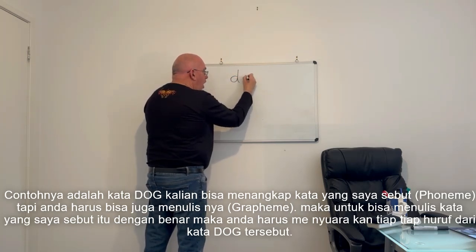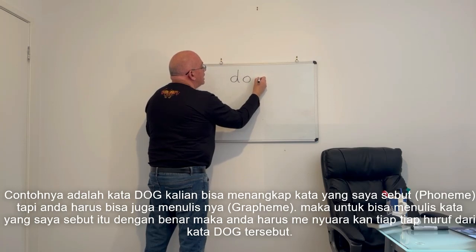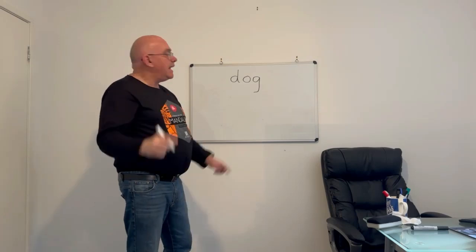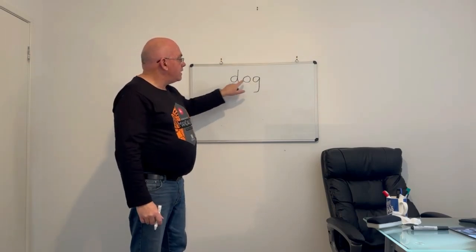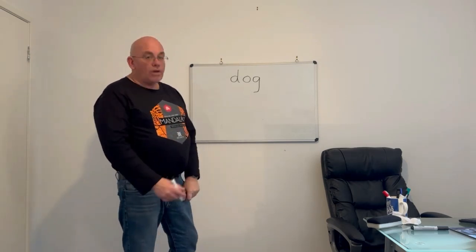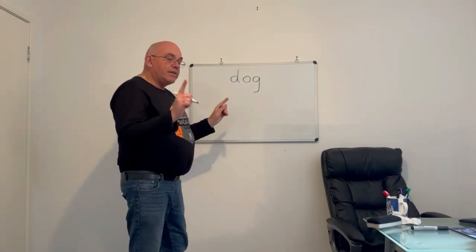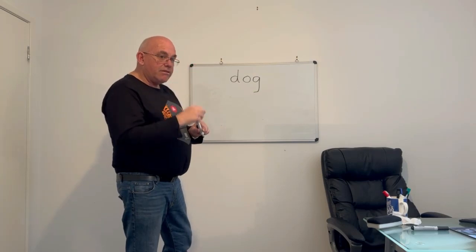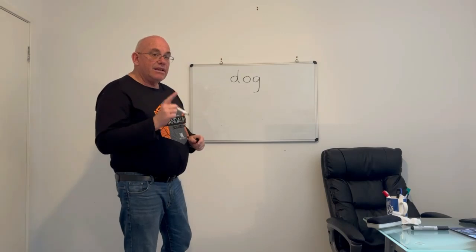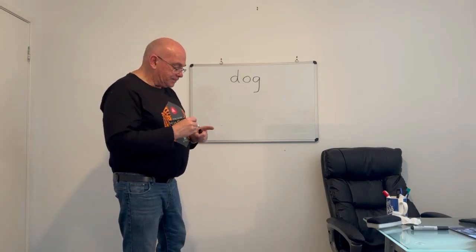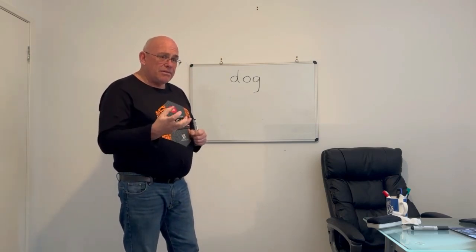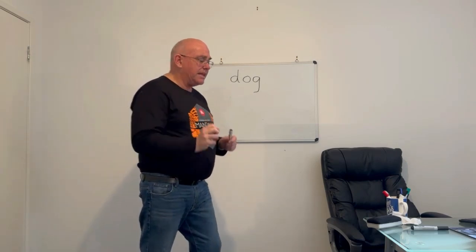O, and G this time, g, g, g. So now there are the graphemes. I've put the graphemes together to make the word dog. I'll put those three graphemes together, 1, 2, 3, to make the sound and make the word dog. So all English words are made up of graphemes.